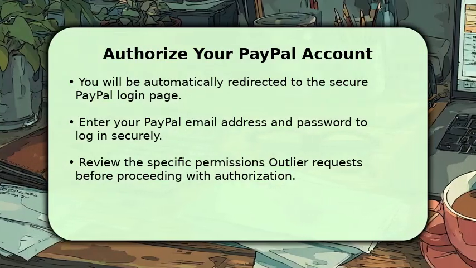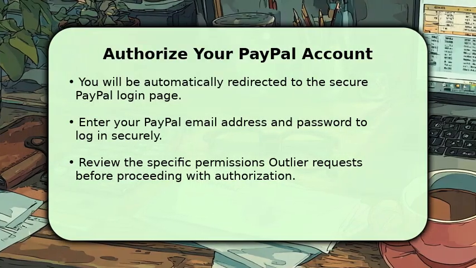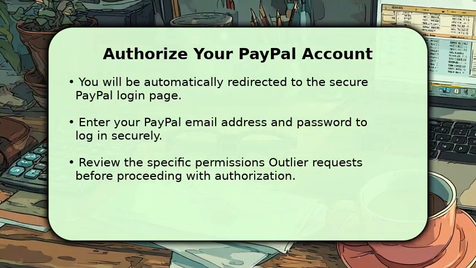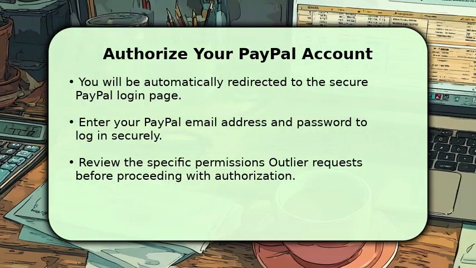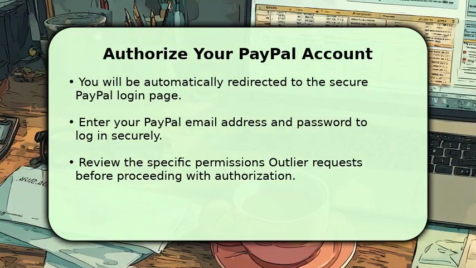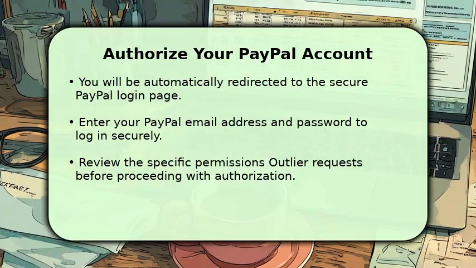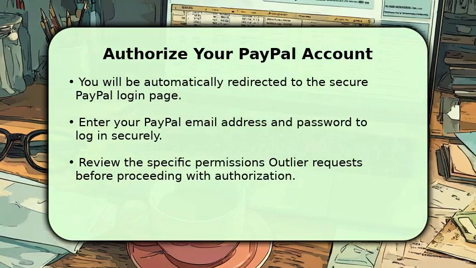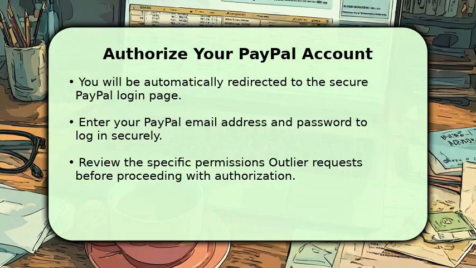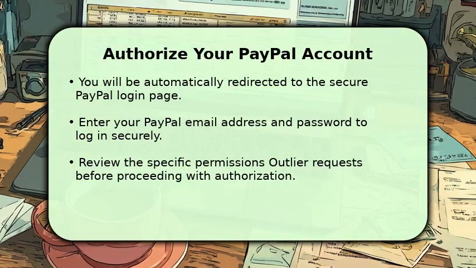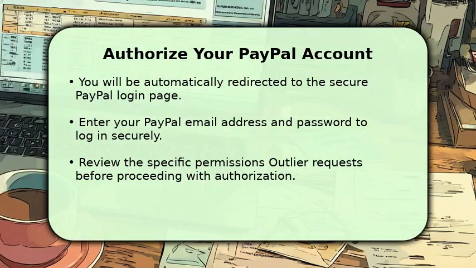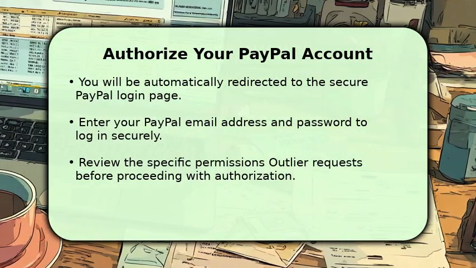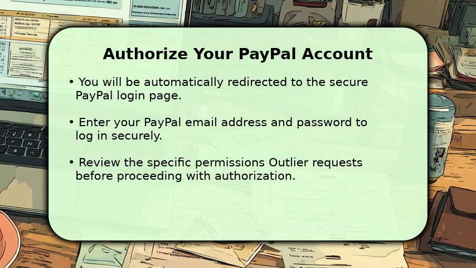After selecting PayPal, you will be automatically redirected to a secure PayPal login page. Here, you will need to enter your PayPal account's email address and password to log in. It is crucial to carefully review the permissions that Outlier is requesting to ensure you are comfortable with the access being granted. This step ensures the security of your financial information and allows for a smooth, authorized connection between the two platforms, typically taking less than 1 minute.